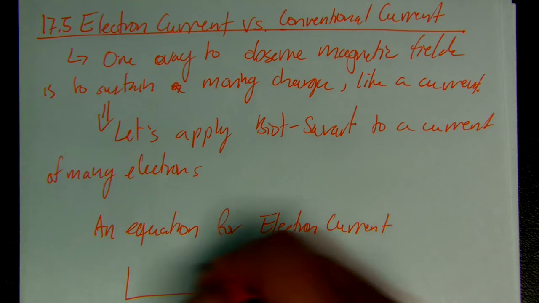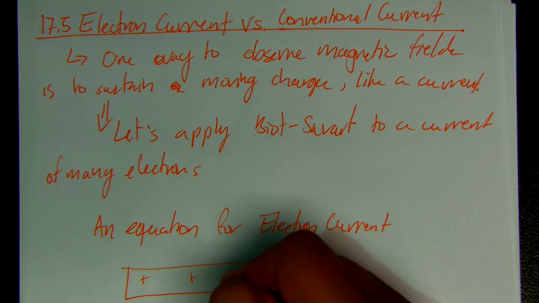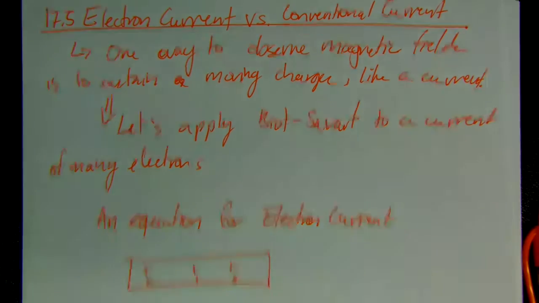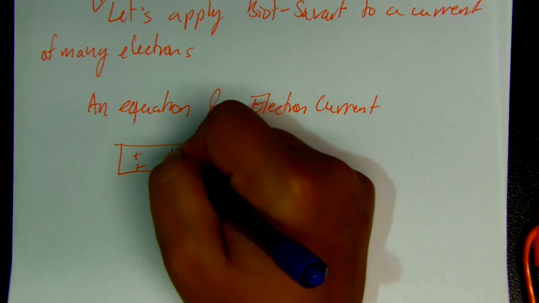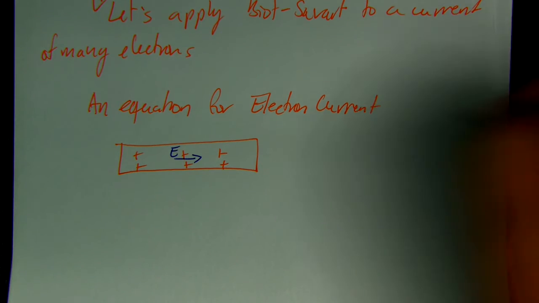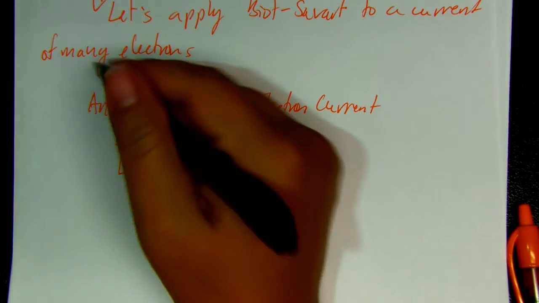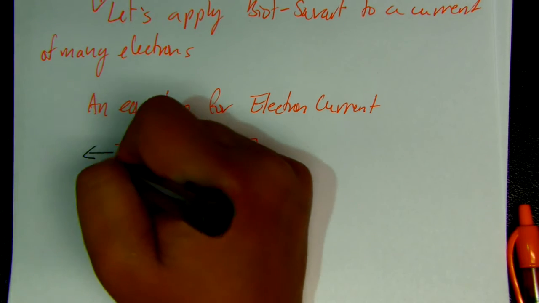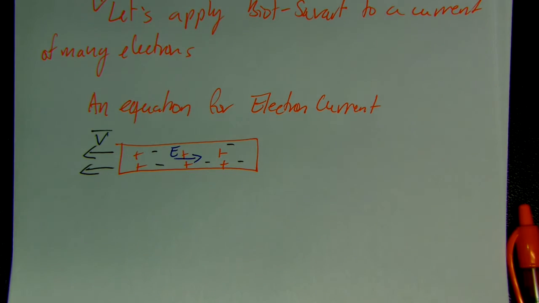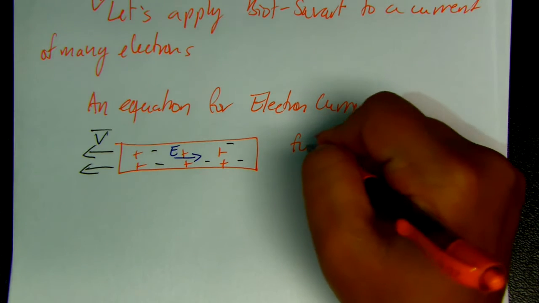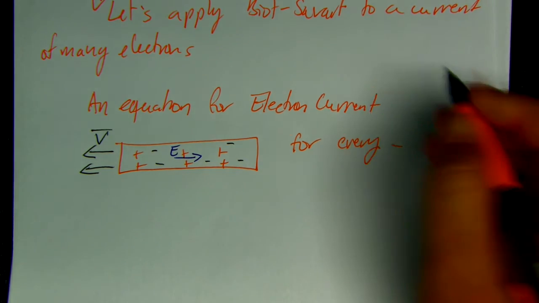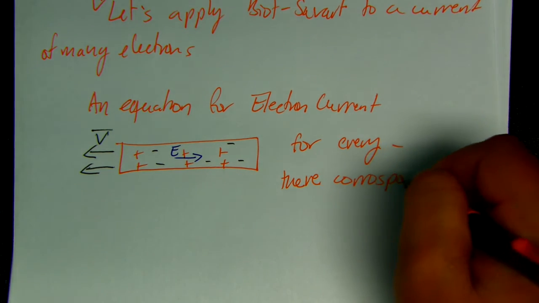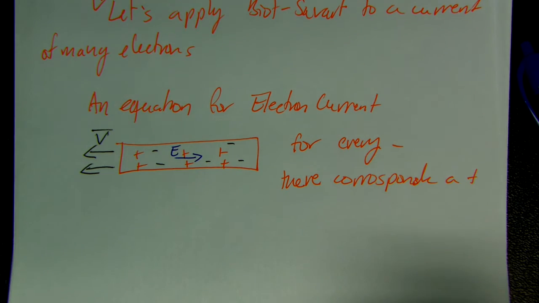So we would have our piece of wire with our positives in it. And you would have your applied electric field, which let's say is going in this direction. Then your electrons would be going in the opposite direction. And for every negative, there corresponds a positive, which is generally how it works.